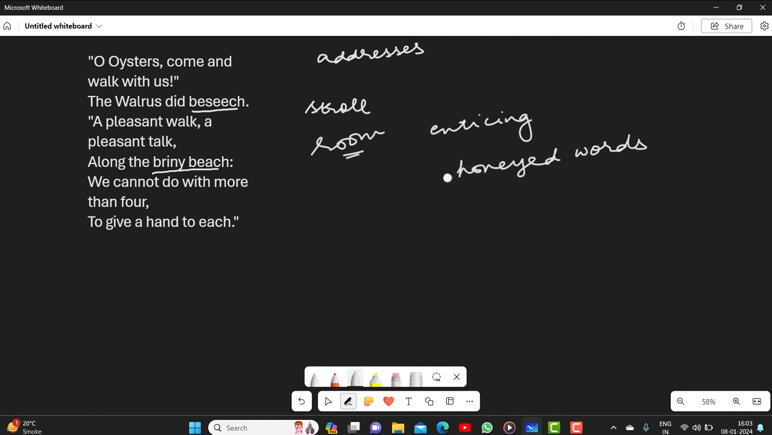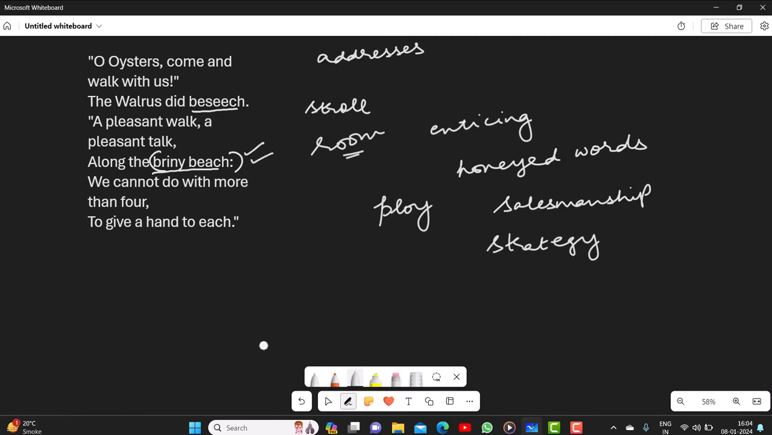Now here we see him using a typical ploy, a tactic, a cunning plan of salesmanship, isn't it? Claiming that his offer is open only to 4 oysters. He adopts this strategy to arouse the curiosity of the whole group of oysters, as we'll find out in the next stanza. All right. Now here, do we see any figure of speech? Yes. One more alliteration. Briny beach. Let's move on to the next stanza.